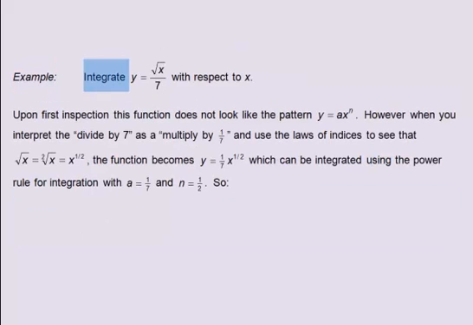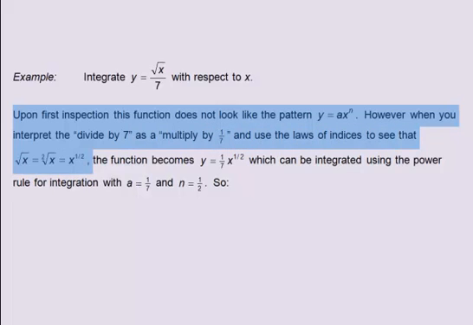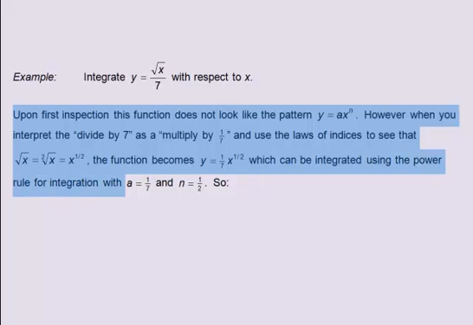Example: integrate y equals the square root of x divided by 7 with respect to x. Upon first inspection, this function does not look like the pattern y equals ax to the power n. However, when you interpret the divide by 7 as a multiply by 1/7 and use the laws of indices to see that the square root of x equals x to the power half, the function becomes y equals 1/7 multiplied by x to the power half, which can be integrated using the power rule for integration, with a equals 1/7 and n equal to 1/2.